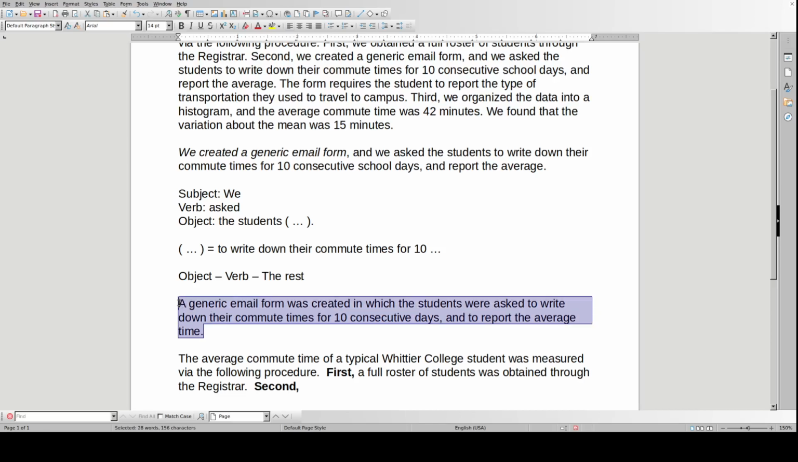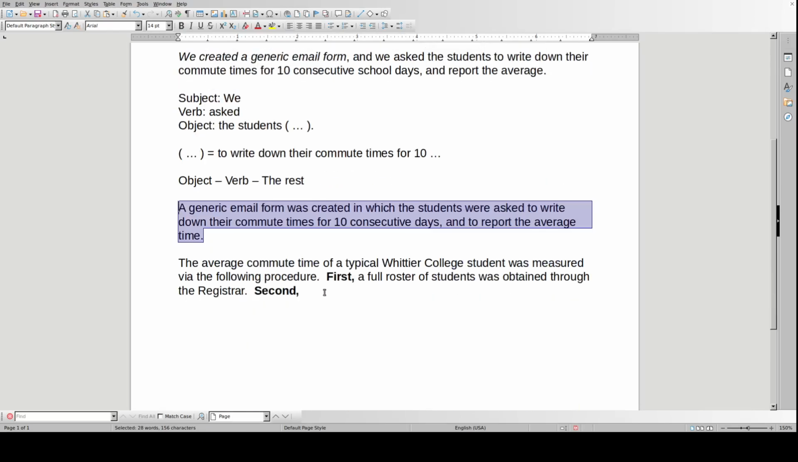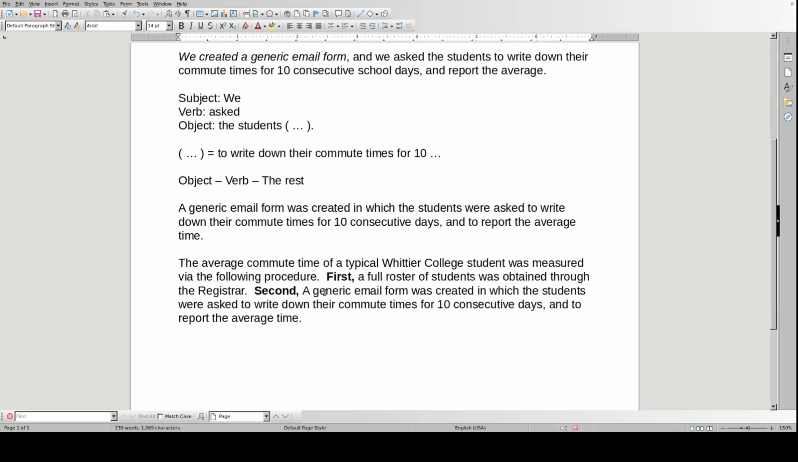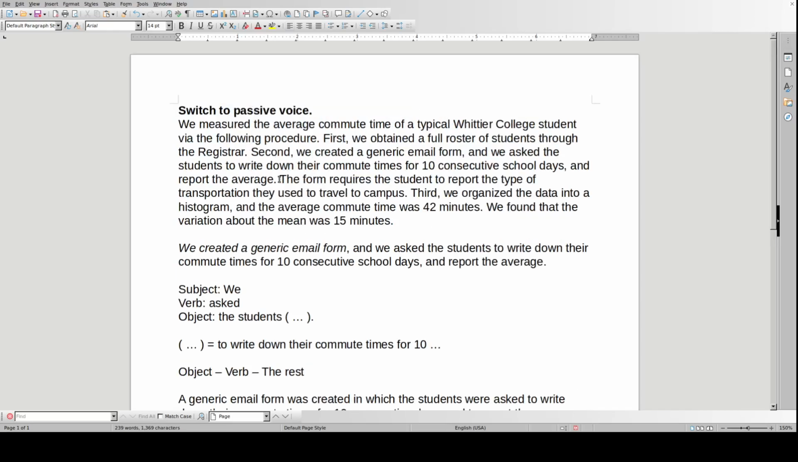So this sentence is technically in the second phase of the paragraph, so it should go there in the final result. A generic email form was created. However, look at the next sentence after the sentence we've just modified. The sentence we're on is still under the second phase of the paragraph, so we haven't yet passed the place in the paragraph where it says third. So we're still talking about the form or something else that the form does.